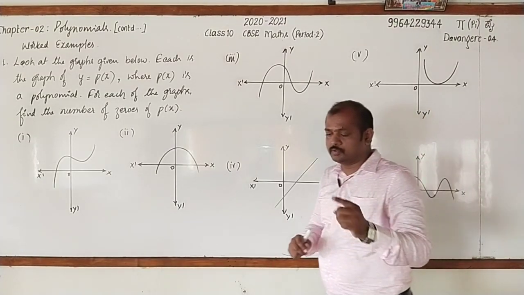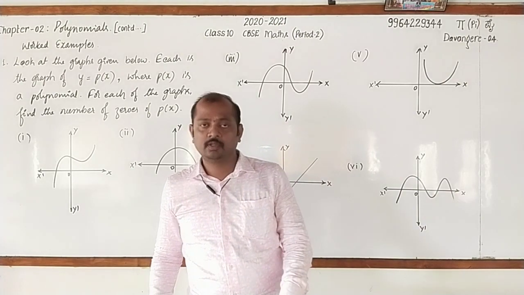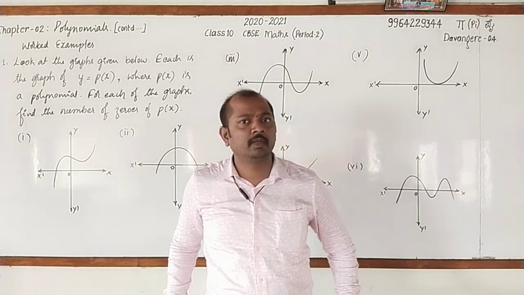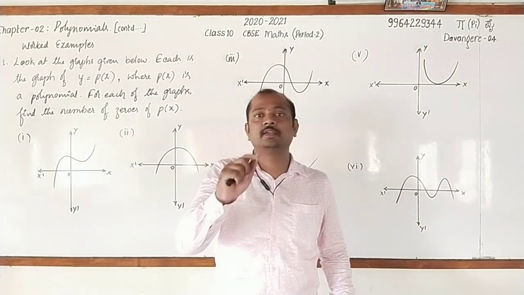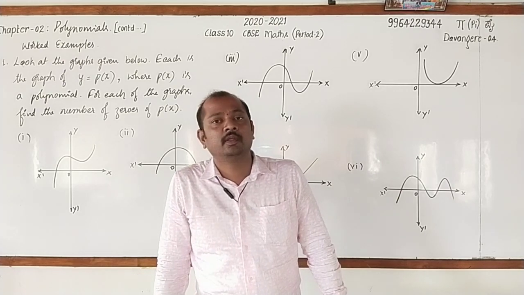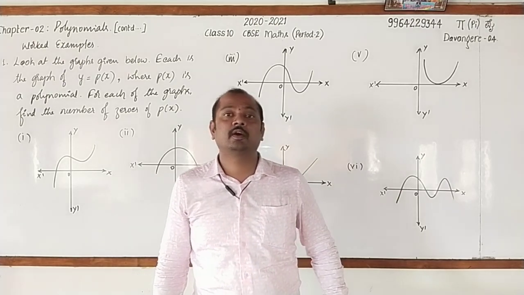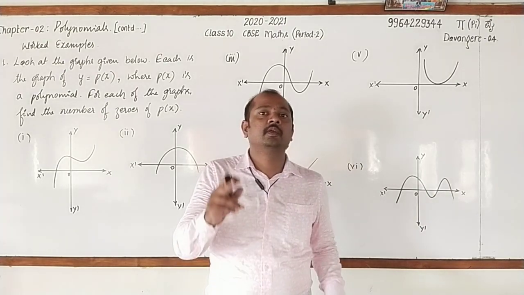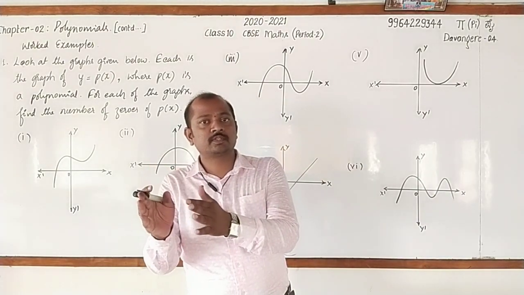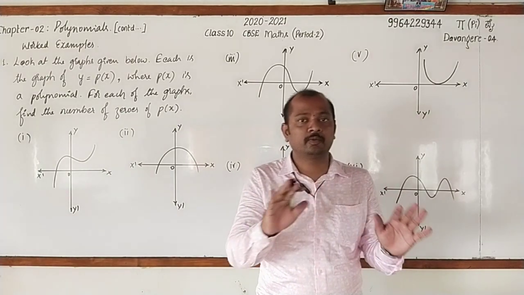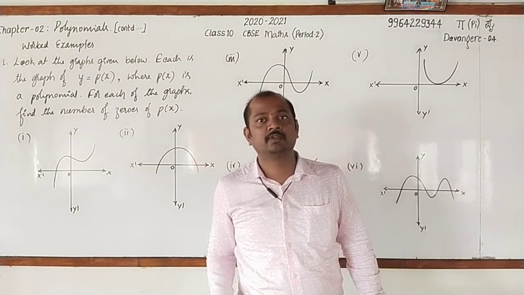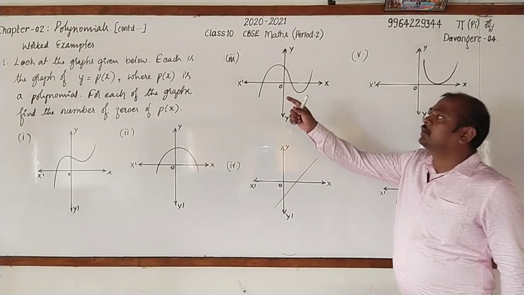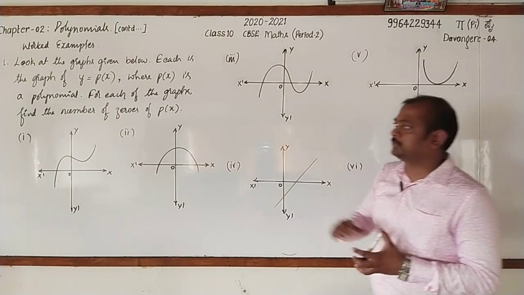Next, dear students, one more important polynomial, that is a polynomial of degree 0, is called constant polynomial. Then how many zeros does a constant polynomial have? Yes, what do you say? We know that zeros of a constant polynomial cannot be defined, right? Okay, now let's move on to some of the worked examples.